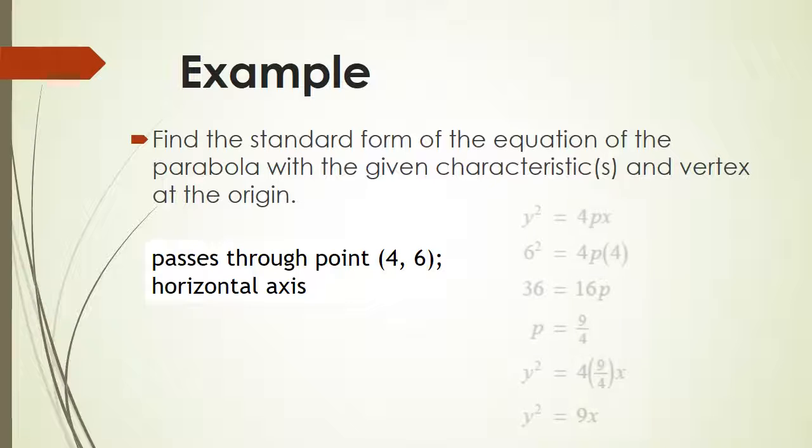Okay, the horizontal axis tells me my equation is y squared equals 4px. The problem is I don't know p, but what I do know is that it goes through the point 4, 6. So I substitute 4 for x and 6 for y, and I solve for p. And I get that p is 9/4. So I go back to my original equation, y squared equals 4px. I replace p with 9/4, and I simplify and get y squared equals 9x.